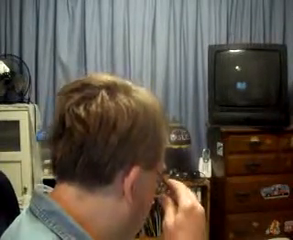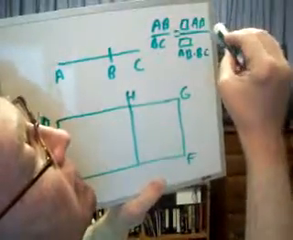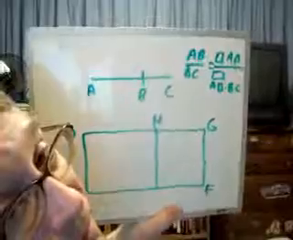Therefore, the square on AB is incommensurable with the rectangle AB and BC, which is by Euclid Book 10, proposition number 11. So this is incommensurable with this.